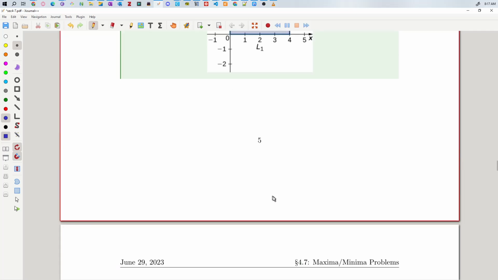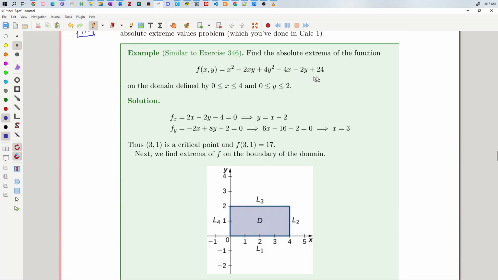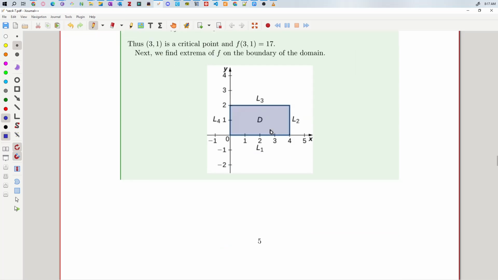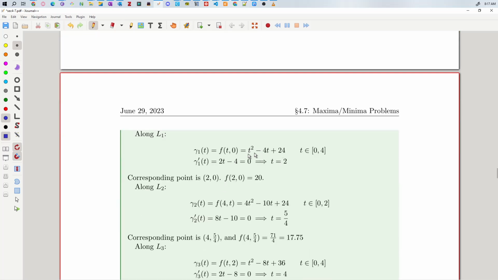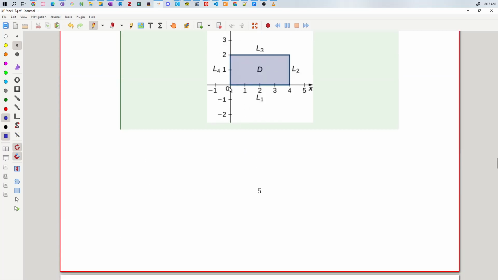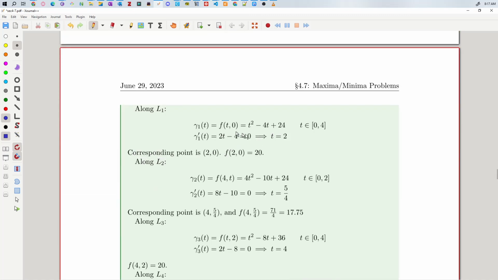When you actually plug it in, I'm looking at this expression and just plugging in y equals 0, and that makes a few of the terms disappear, and you just end up with this. Now this is the function on the line L1. We end up reducing our function because we restrict ourselves to just a single line. That's why this reduces to a Calc 1 problem.